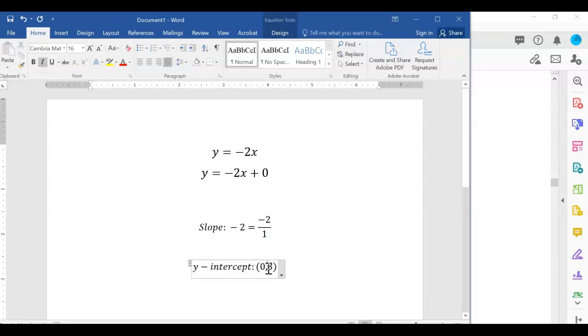And obviously the y-intercept is the point 0, 0, which is the origin. So that's what we get. Slope is negative 2, or think of it as negative 2 over 1. When you write this on the test, you can just write negative 2 and stop there. And then the y-intercept is the point 0, 0.